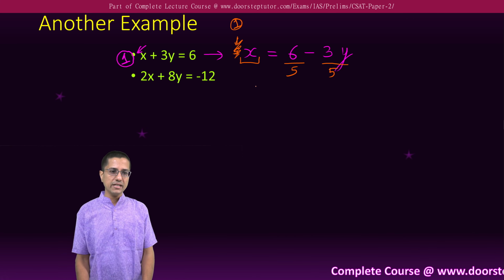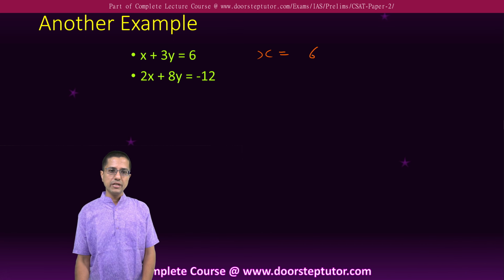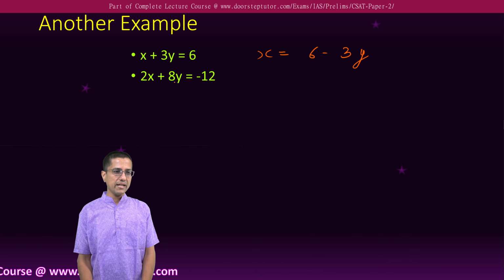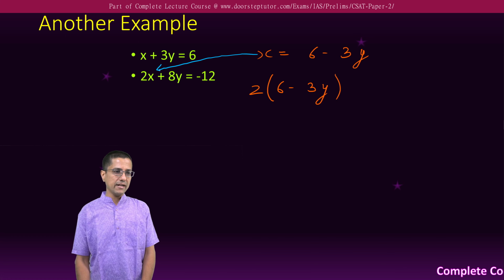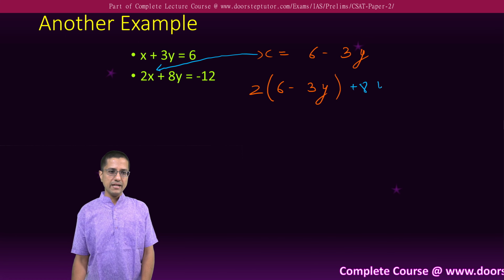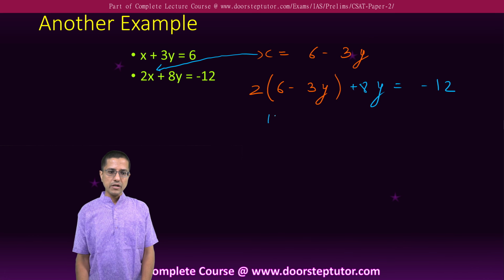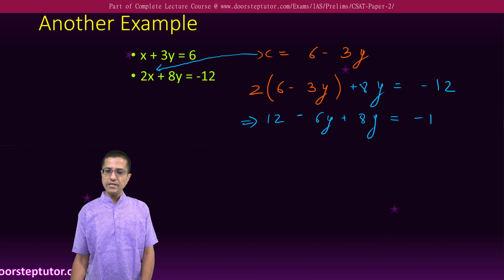So in this particular example we can definitely use substitution, and as I said, we are going to use x is equal to 6 minus 3y right here. So this means 2 into (6 minus 3y). What I am doing is substituting x right here, plus 8y is equal to minus 12. So this becomes 12 minus 6y plus 8y is equal to minus 12.